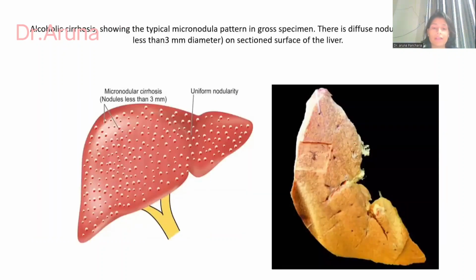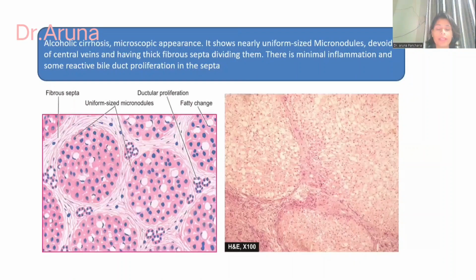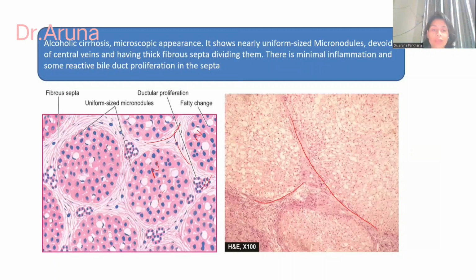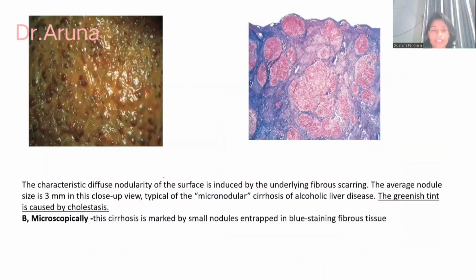Now this is a schematic diagram of the alcoholic cirrhosis, and here you can see the uniform size nodules, micronodules. And this is a histological diagram. Here you can see the nodule formation, and the nodules are separated by the fibrous septa. In the fibrous septa there is ductular proliferation. And inside the nodule, we can see the fatty changes, as in our slide also, I showed you the fatty changes.